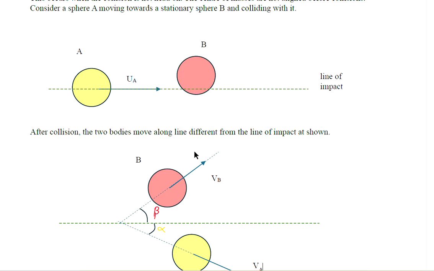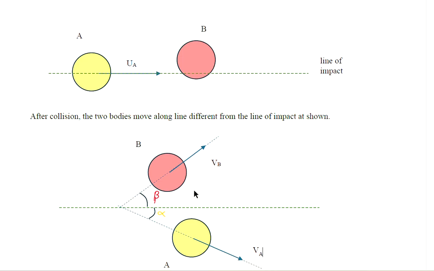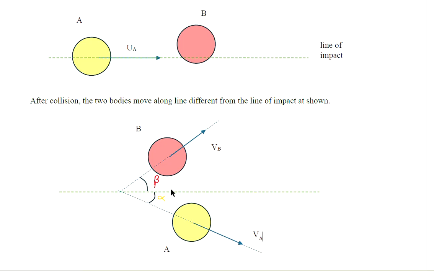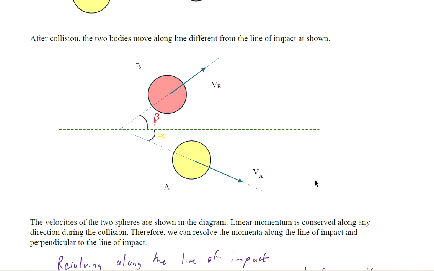So what will happen when they collide? You're going to get something as follows. You're going to have a two-dimensional motion. Both A and B are going to have velocity components along the initial line of impact, but they will also have velocity components perpendicular to it. That is, their respective velocities are going to be at an angle to the line of impact. You can see here, object A will move with velocity VA at an angle alpha. Object B will move with velocity VB at an angle beta from the line of impact. Okay?